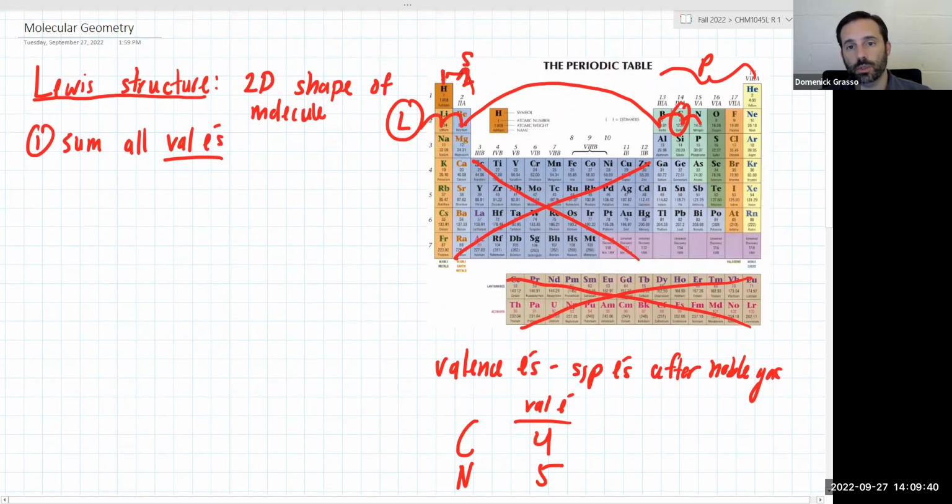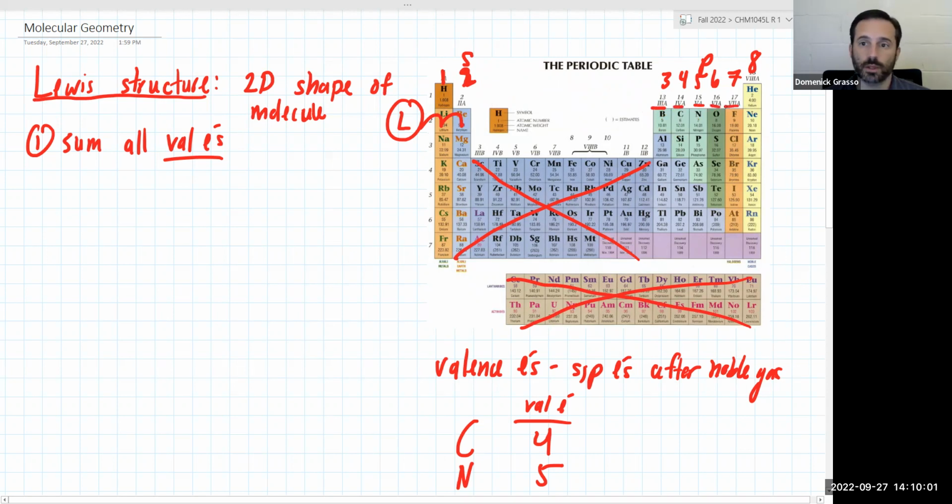One thing to notice is that there's really a trend. Group 1 is 1, group 2 is 2, then 3, 4, 5, 6, 7, and 8. There's actually an old style listed on this periodic table which encodes that information. The Roman numerals 3, 4, 5, 6, 7 actually tell you how many valence electrons you have. But we're not going to worry about that. We're just going to use these groups as our example.